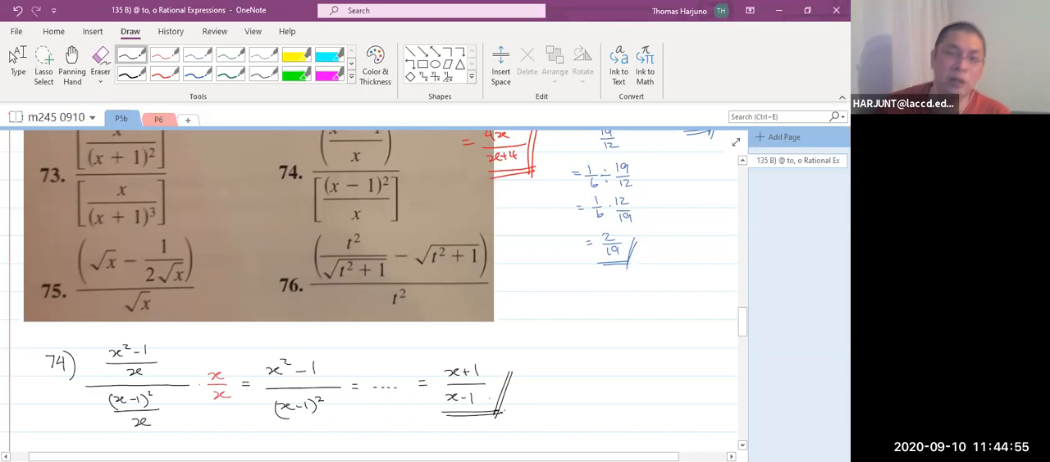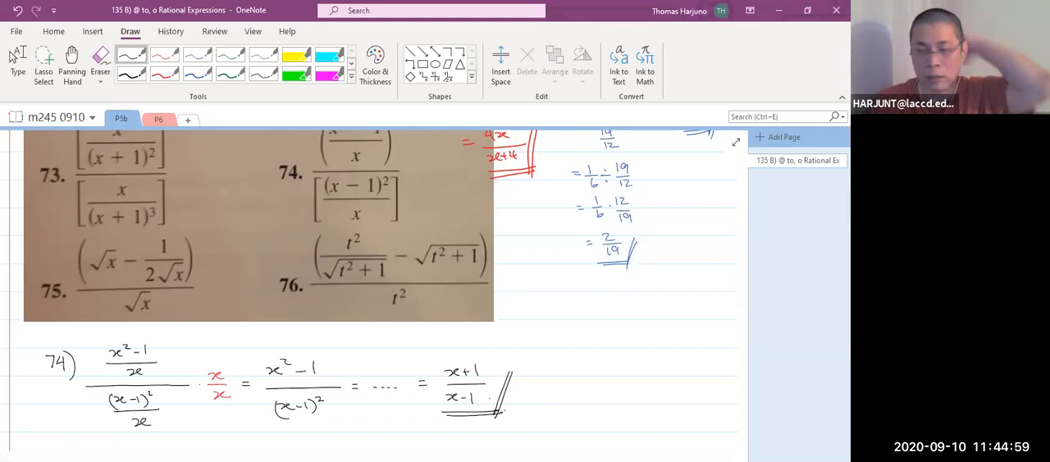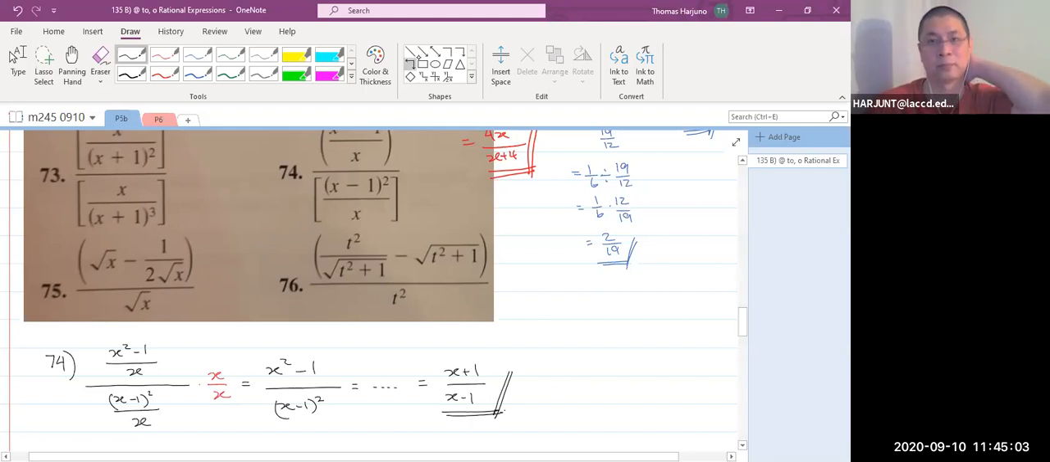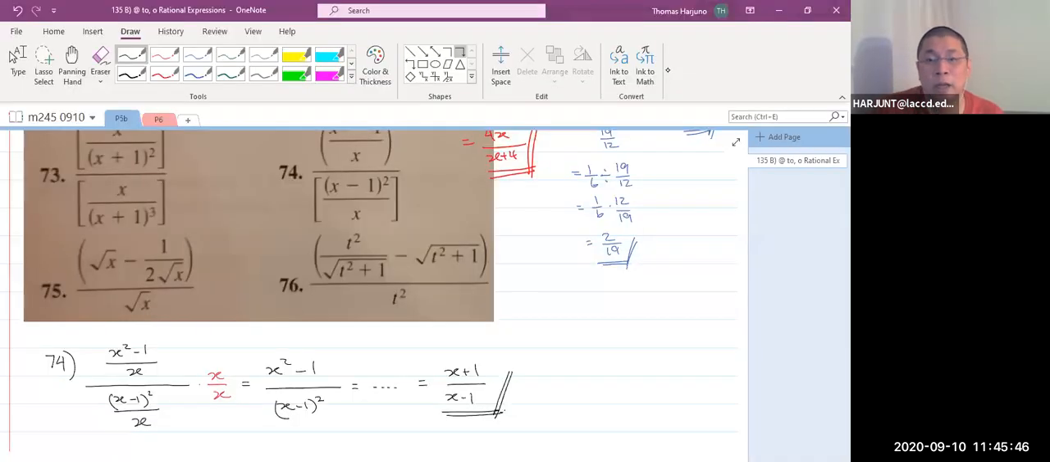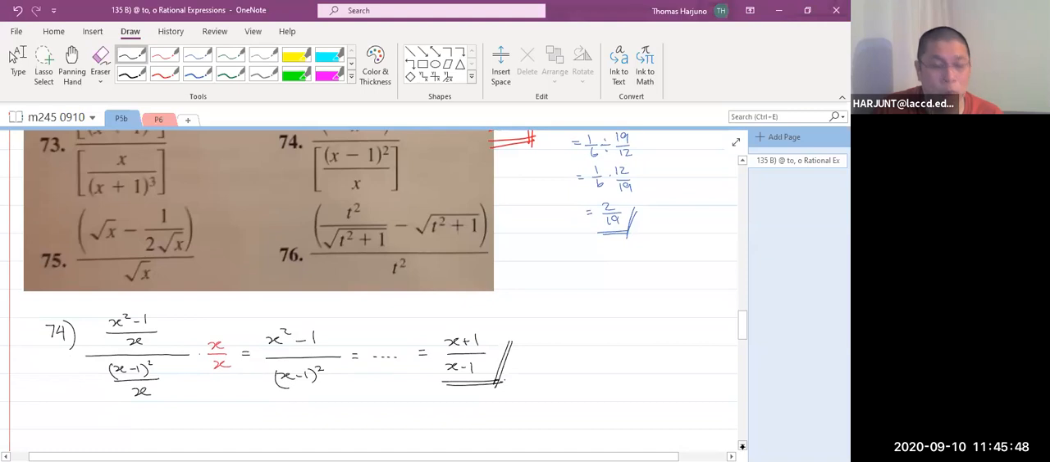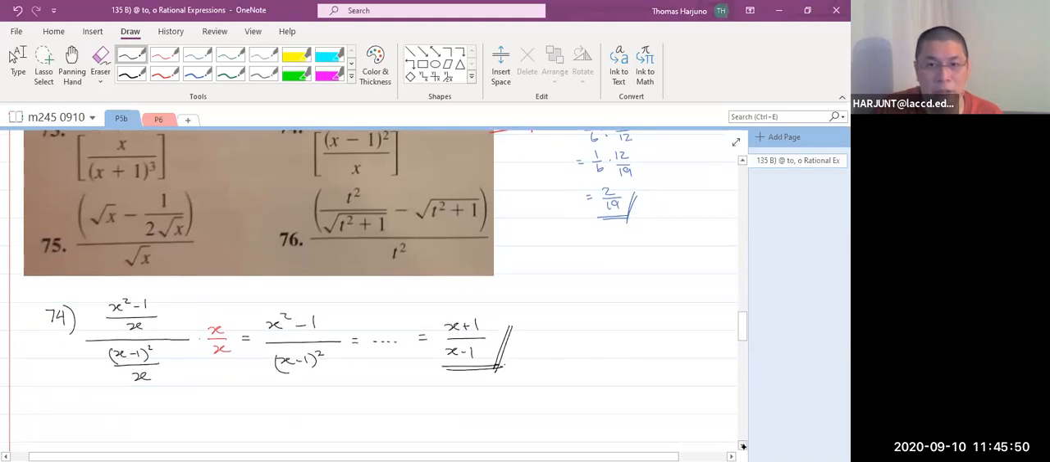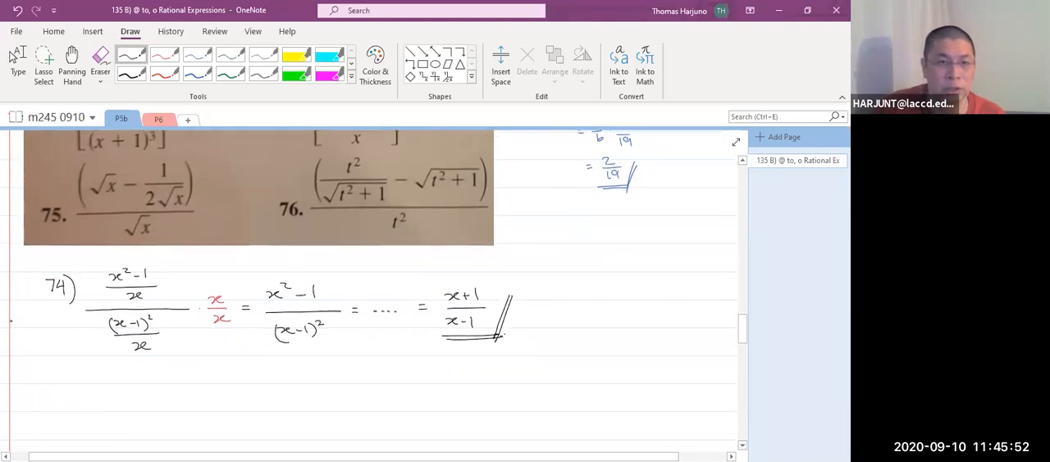Okay, let me give you 30 seconds to fill in the detail, the dot, dot, dot there. See what happened in between. Okay, last one from this part before we go to other topic, still in the same section, number 76. I love this question.